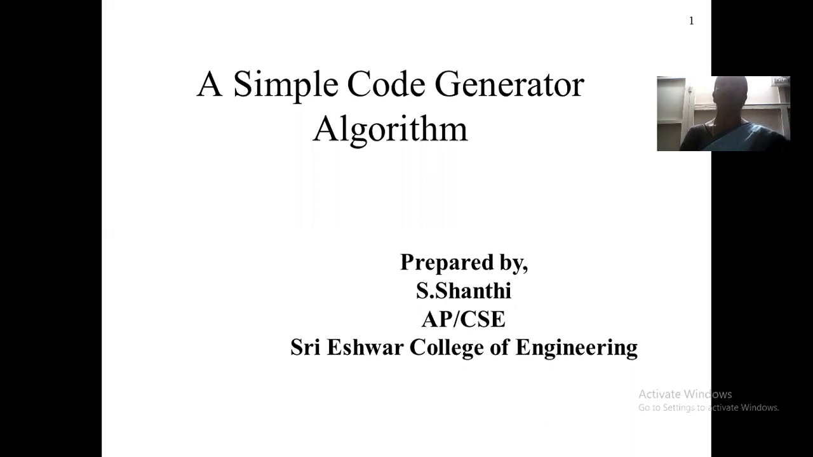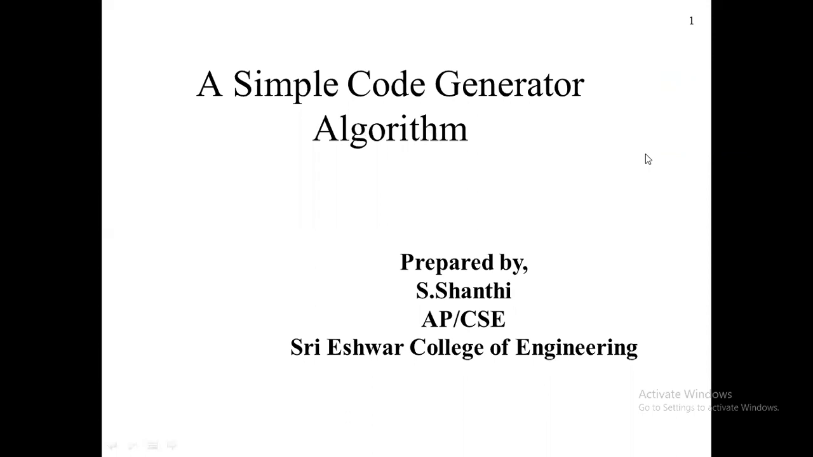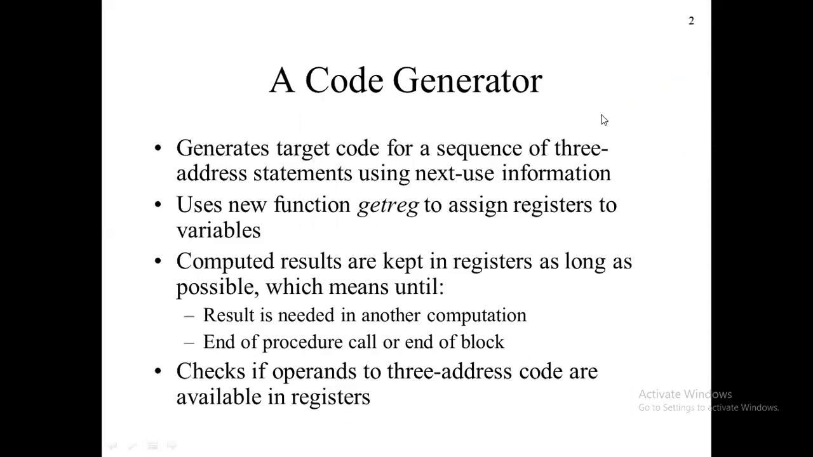Now we are going to discuss the simple code generator algorithm in the compiler design subject. A code generator, you already know what a code generator is. It is the last phase of the compiler. It will accept the intermediate code generated output, that is 3 address code, as the input to the code generator. It will produce the target code, that is the assembly level language.